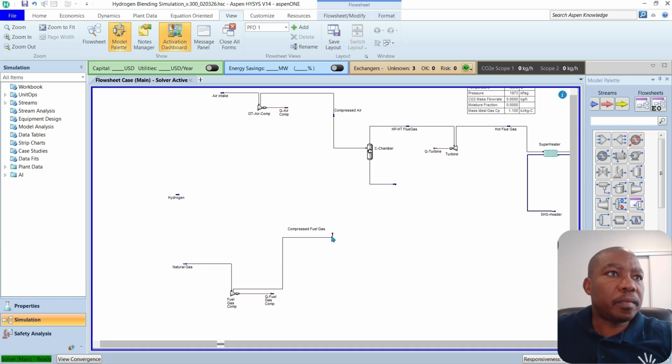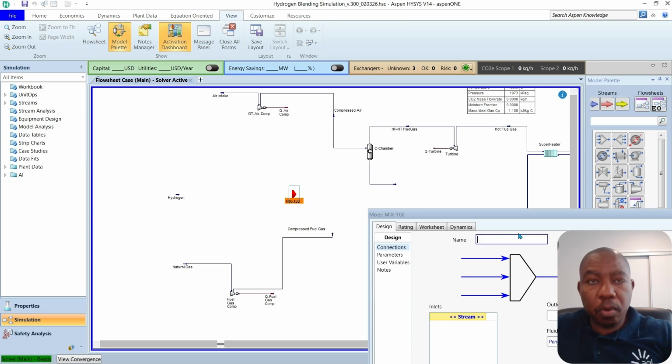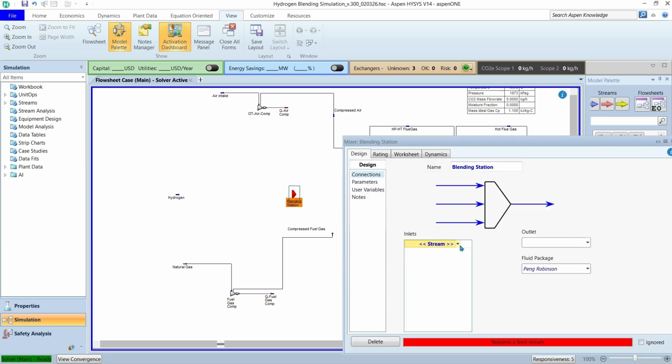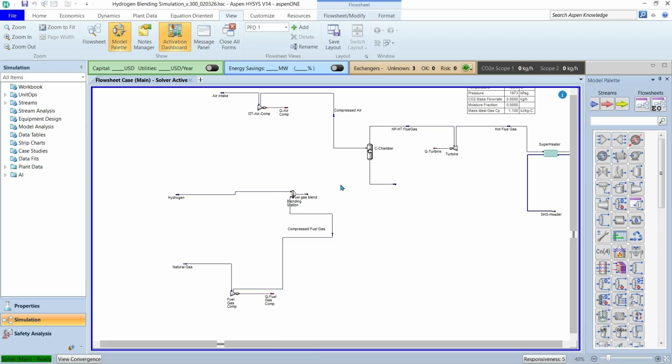And once I break the connection, I'm going to insert a mixer and then double click on the mixer, and I'm going to call it the blending station. And from the blending station, our two streams coming in. The first one is the hydrogen stream, then the second one is the compressed fuel gas. And what goes out, we are going to call it the fuel gas blend, a blend of natural gas and hydrogen. And the fuel gas blend goes into the combustion chamber of the turbine.